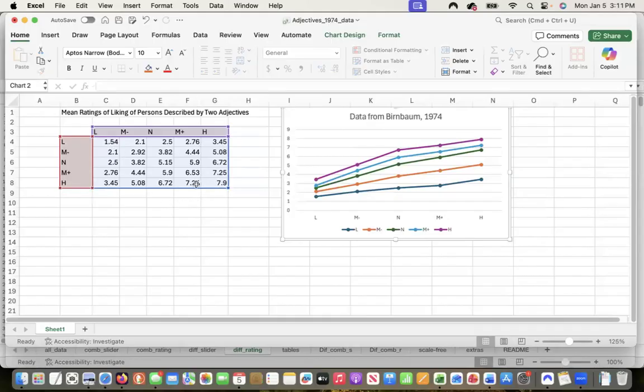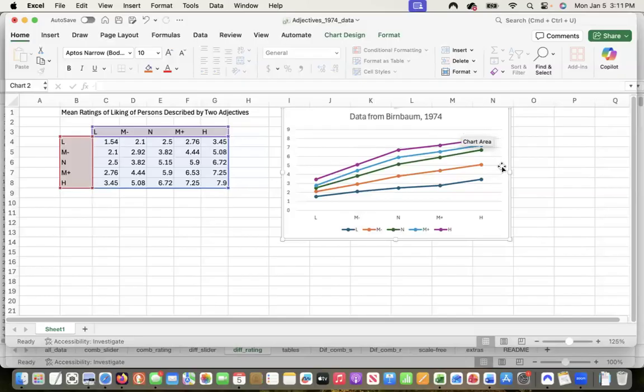And so we've got combinations, and these are the ratings that were obtained from three different experiments with different sets of adjectives. And they've been averaged together here to give us some data we could work with. Here's what they look like when they're graphed.